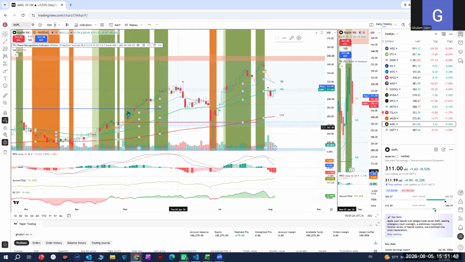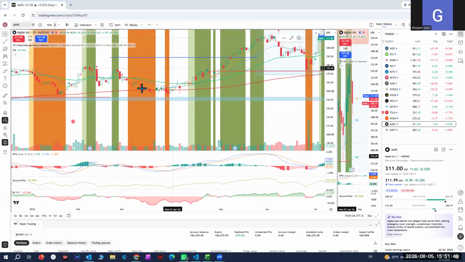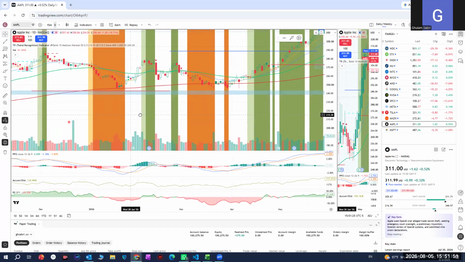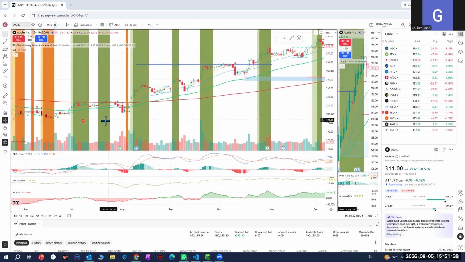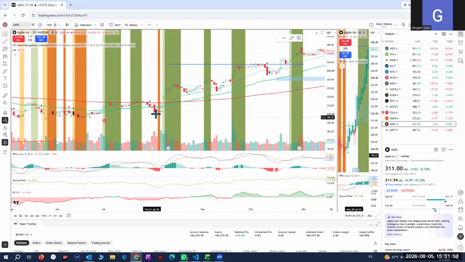Now, last year, for example, let me go back to last year. This is December, August. Take a look here. In August, at this point, the TR indicator gave a first stage signal. PPO crosses zero, and this is known as the golden cross. The golden cross is when the 20-day moving average crosses the 50-day from the bottom.